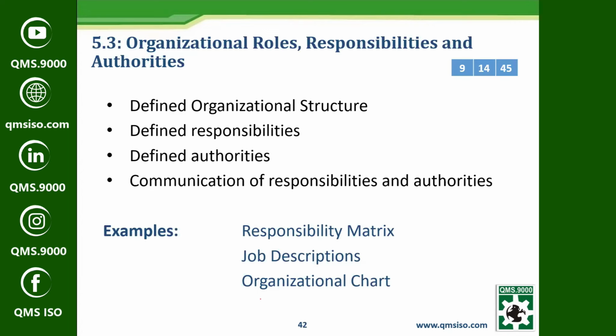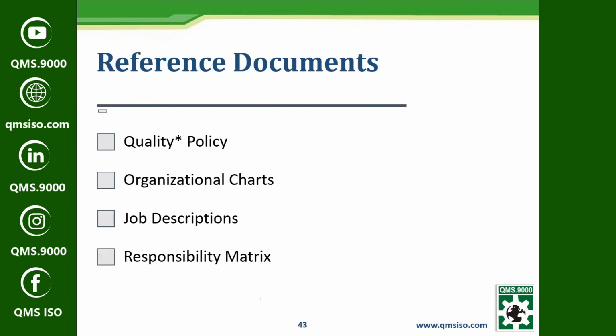5.3, organization role, responsibility, and authority. It must be clearly defined. If it is quality management, what are the responsibilities of a person related to quality management? Environmental responsibility. If a production manager is working, he has certain job descriptions. So what is his responsibility related to environmental management? What is his responsibility related to occupational safety? That must be clearly defined and communicated to all concerned. Okay, so as far as this clause is concerned: policy, organization chart, job description, responsibility matrix.